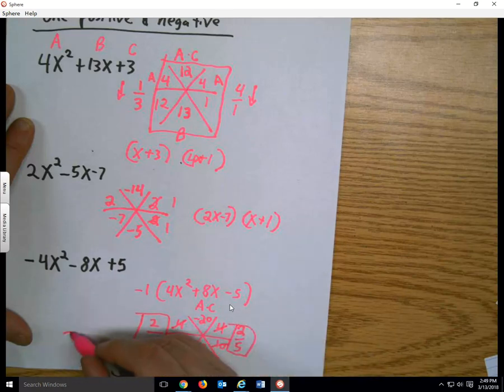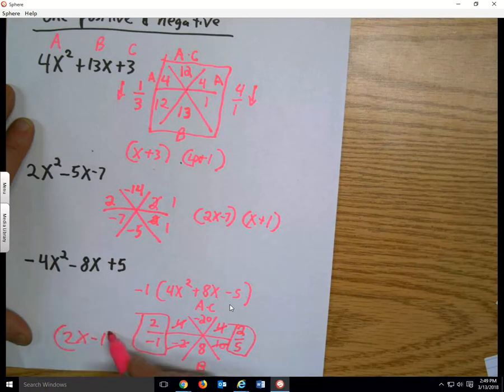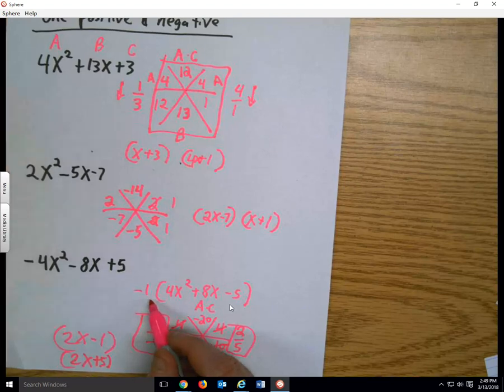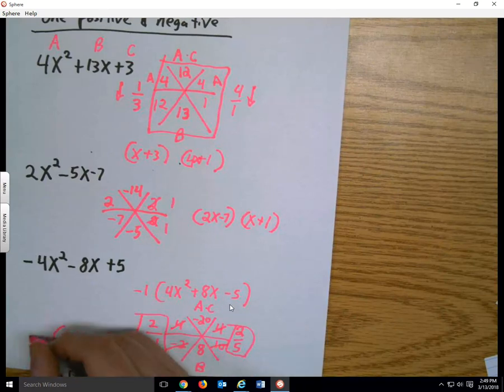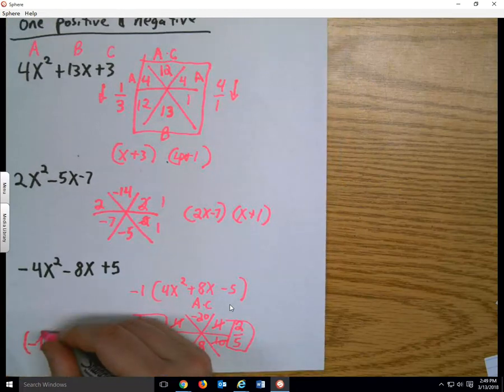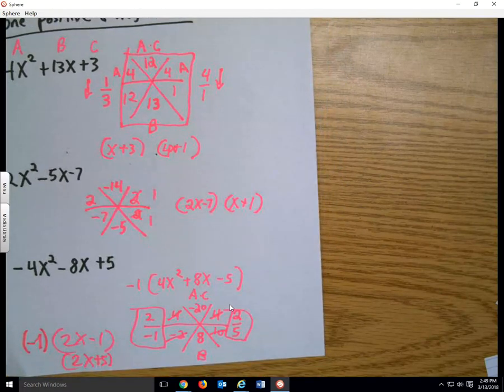The answer is 2x minus 1 times 2x plus 5. But actually there's 3 answers on this one because we factored out that negative 1 in the beginning. So because we factored out that negative 1, I would put a negative 1 as the third choice. There's actually 3 factors being multiplied by each other, which I'll put in parentheses because it's how I'm multiplying them.